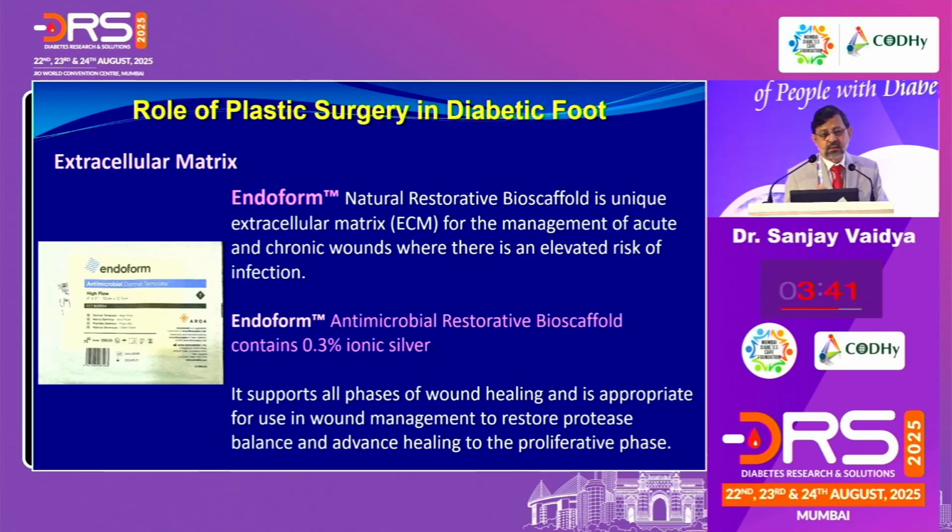Endoform is another natural restorative bioscaffold which has got advantage. It has got a 0.3% ionic silver. So potentially infected wounds also you can use. Other matrices that I showed have to be used in uninfected wounds only.